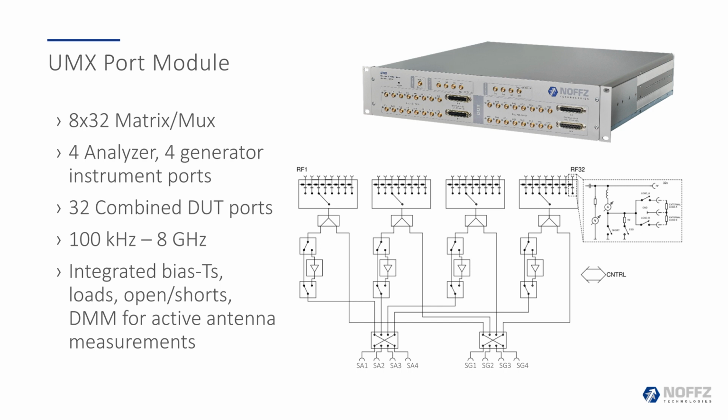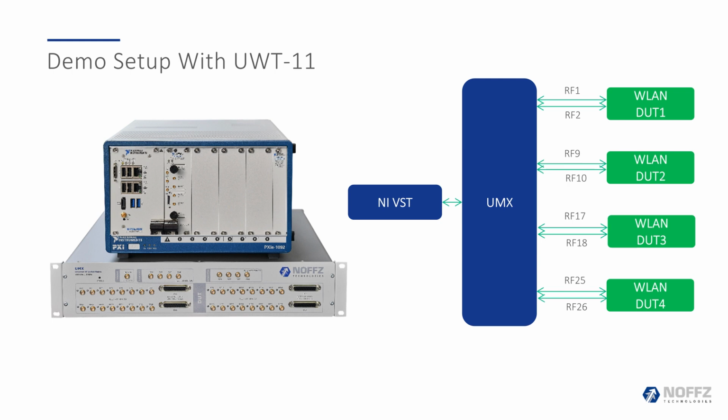Important to note, UMX includes DC load switching, voltage and current measurement circuitry for each port to spare space and costs in active antenna test cases. I have connected the two MIMO antenna ports of each DUT to the four banks of UMX as shown in this block diagram. The occupied 8 ports share a single transceiver on the other end.